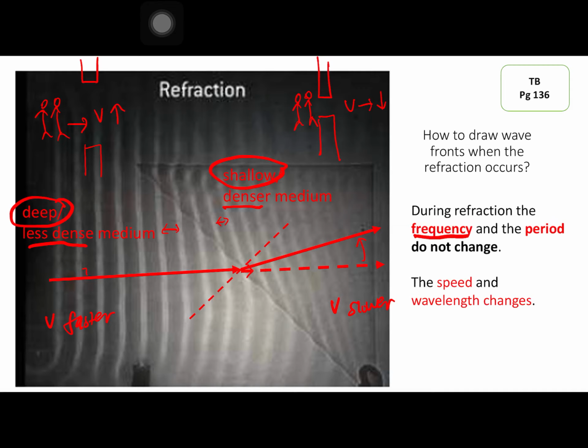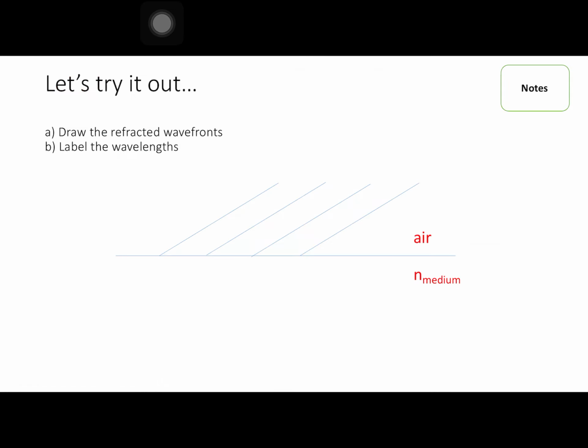Now, why is it the frequency doesn't change? Frequency doesn't change because the source is the same. Whenever the source is the same, we mentioned before that the frequency will not change. And since frequency equals 1 over period, if frequency doesn't change, the period doesn't change.